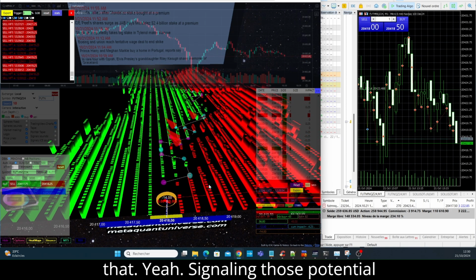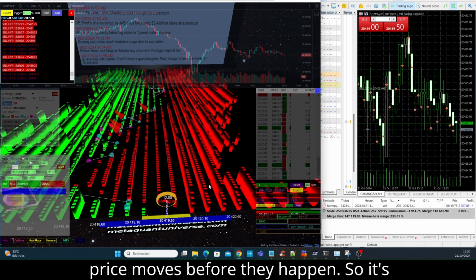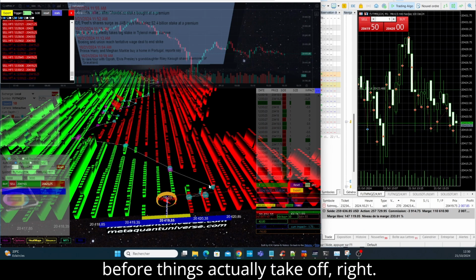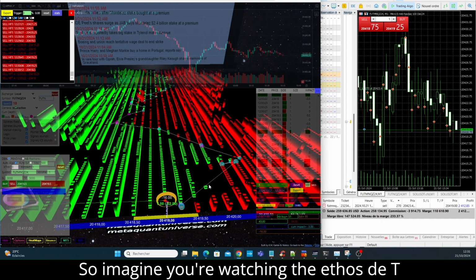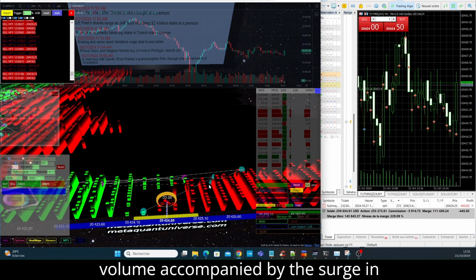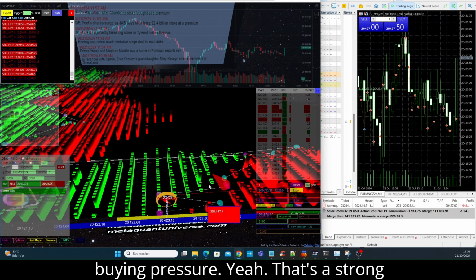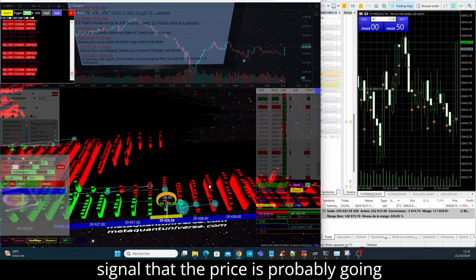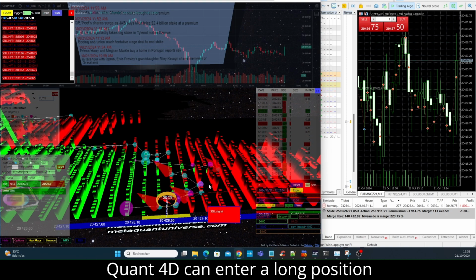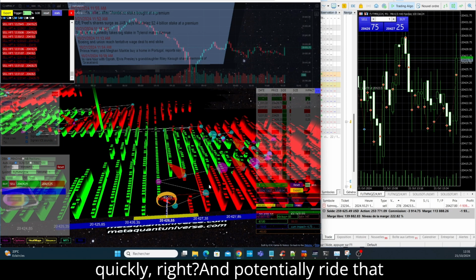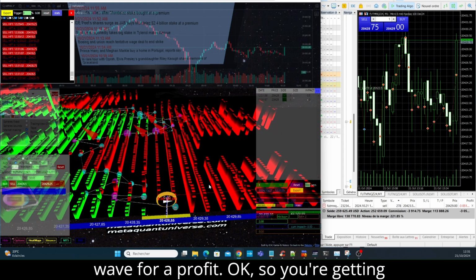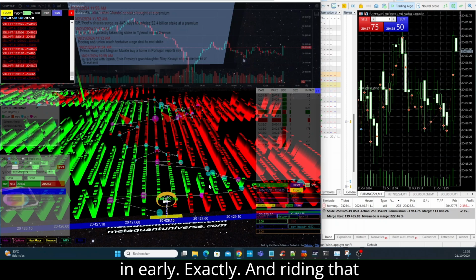I like that. Signaling those potential price moves before they happen. So it's like having a little heads up before things actually take off. Right. So imagine you're watching the ETH/USDT pair, and you see a sudden spike in volume accompanied by a surge in buying pressure. That's a strong signal that the price is probably going to go up. So a scalper using MetaQuant 4D can enter a long position quickly and potentially ride that wave for a profit. So you're getting in early, and riding that momentum.